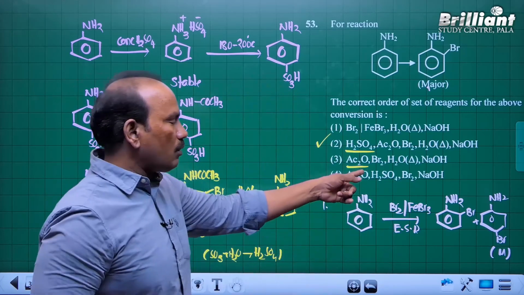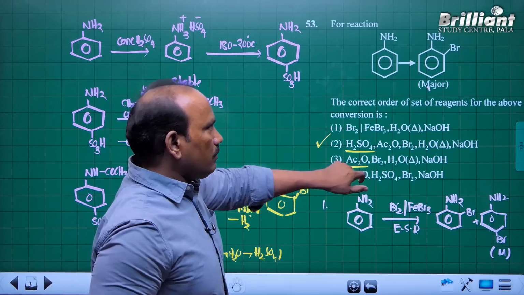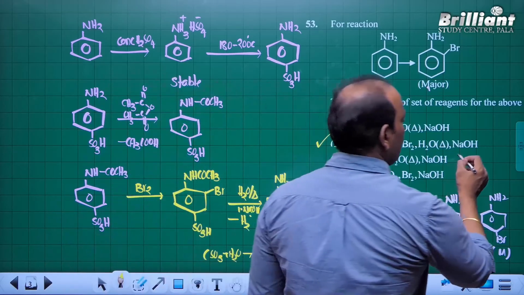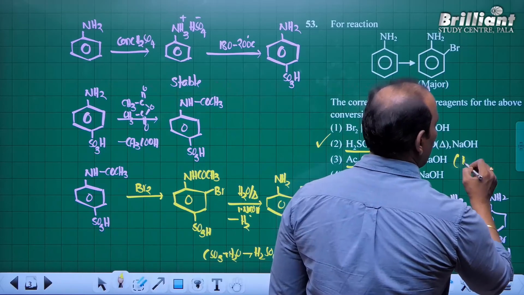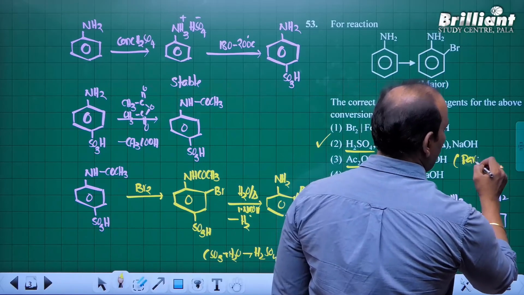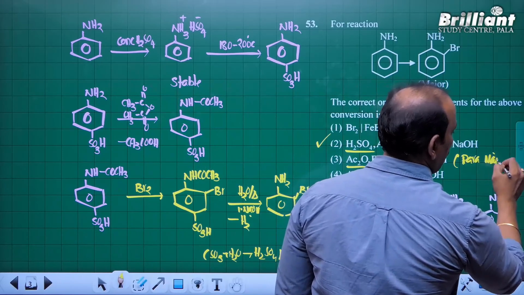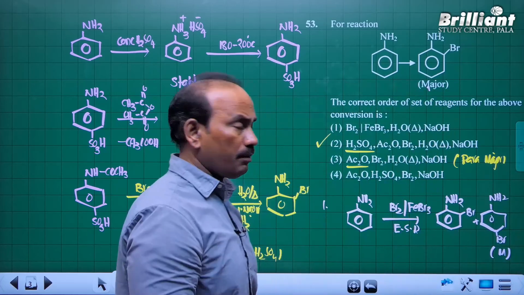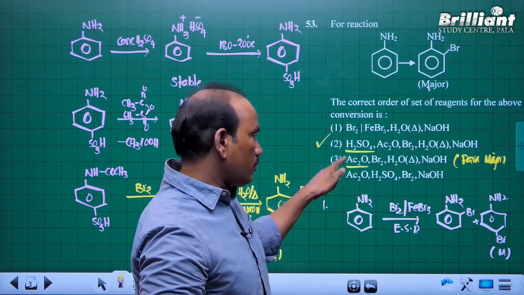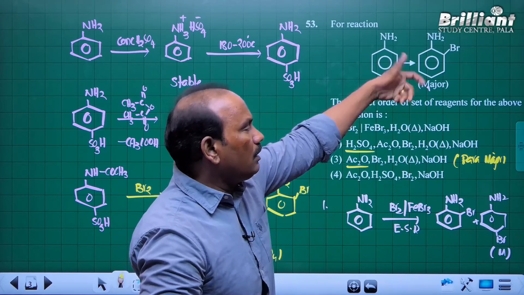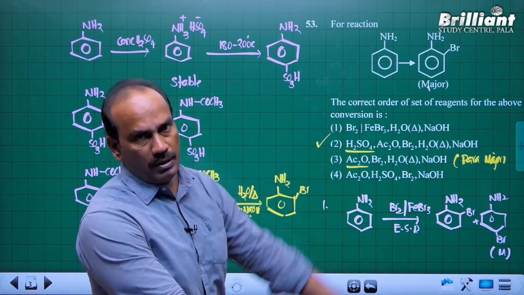If you take this one, what happened? Direct, we get it in this one. Para is the major product. What you practice in the NCERT textbook in our classroom, this part, is given in reverse way. Okay.